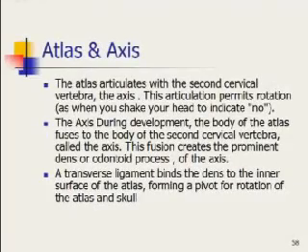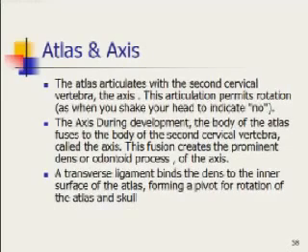The atlas and the axis we've already alluded to in the earlier slides. These are basically the first two vertebrae on the cervical spine, the atlas being the first vertebra and the axis being the second. The atlas articulates with the second cervical vertebra, the axis. This articulation permits rotation as you shake your head no.